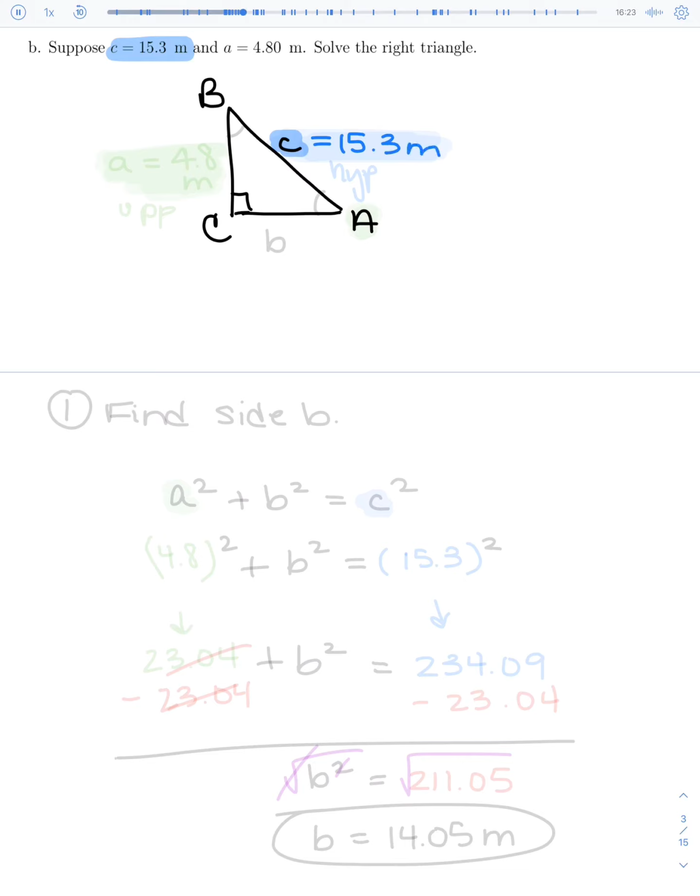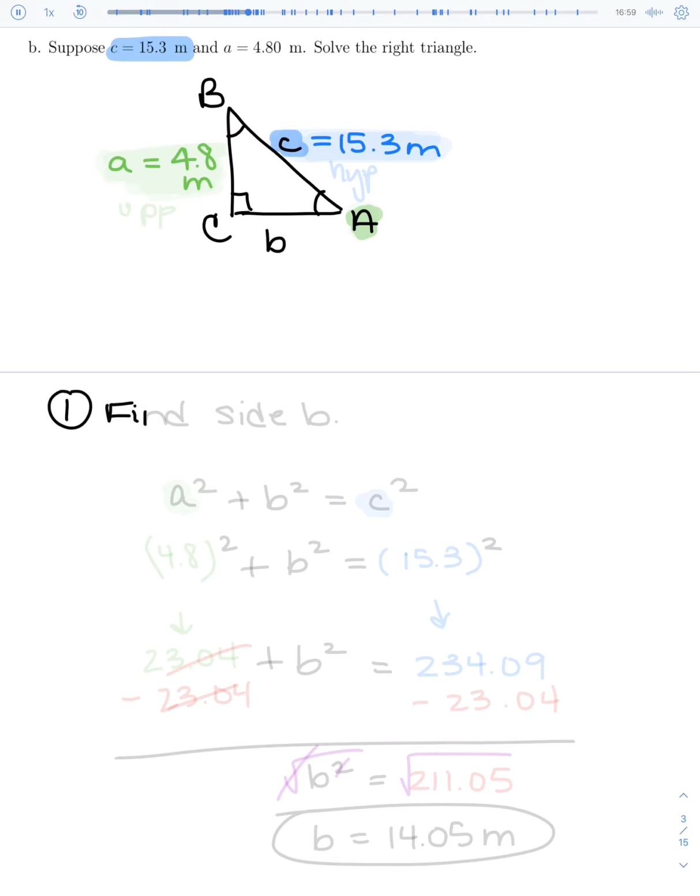And they also told us that side A, which is opposite of angle A, is 4.8 meters. However, they did not give us side B, and they did not give us either angle B or angle A, so we're going to have to do a little bit of work to find those three things that are missing. So let's start out with the easiest, finding side B.